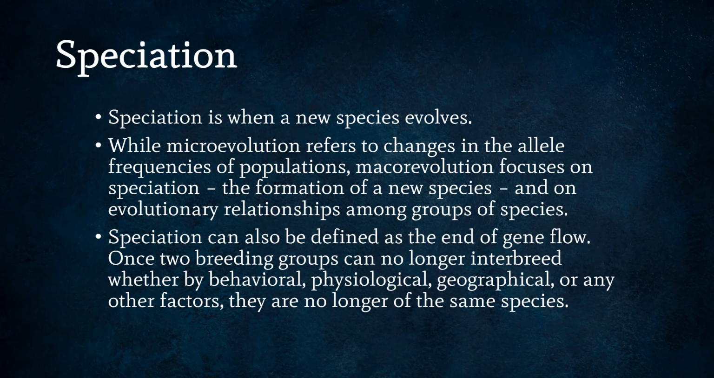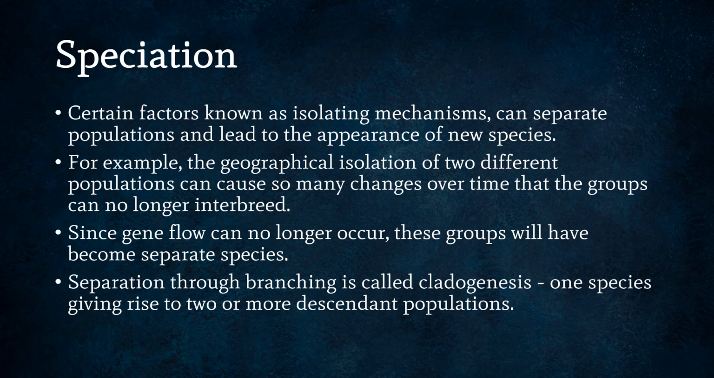Gene flow prevents speciation. If genes can still be swapped between populations, those populations are going to remain on the same evolutionary track. But once two breeding groups can no longer interbreed, for whatever reason, it could be behavioral, physiological, geographical, or any other factors, once they can no longer interbreed, they are no longer of the same species. There are other factors that we haven't talked about yet, known as isolating mechanisms, that can separate populations and lead to the appearance of new species.